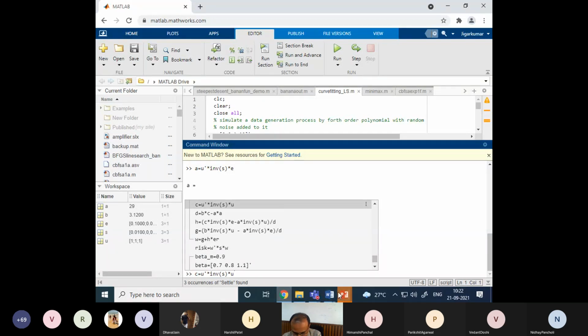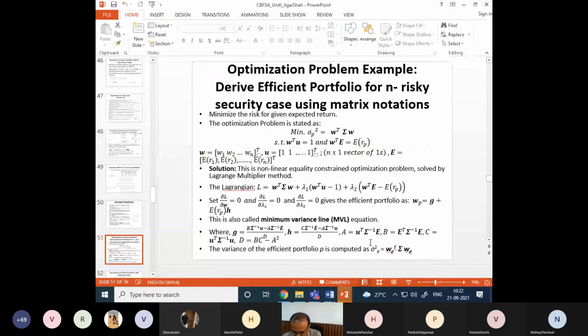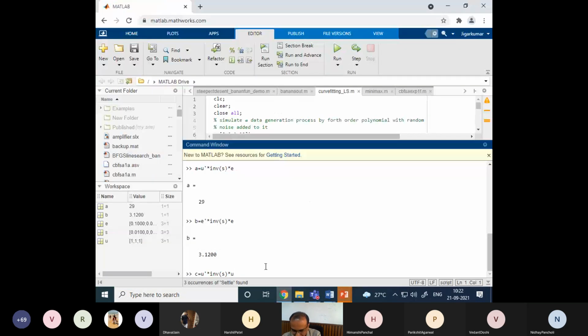What is C? Let's refer to theory. C is U transpose sigma inverse U. All equations are available with you. No need to remember anything. And what's difficult in writing this equation? I don't understand.